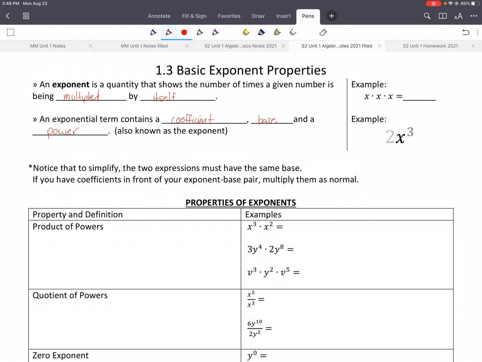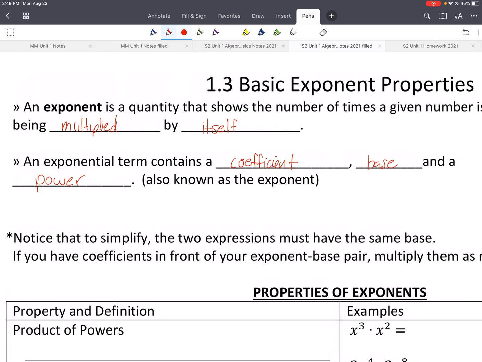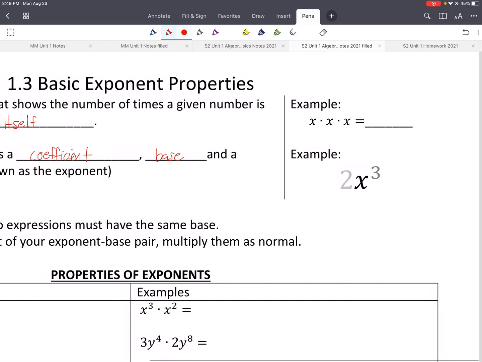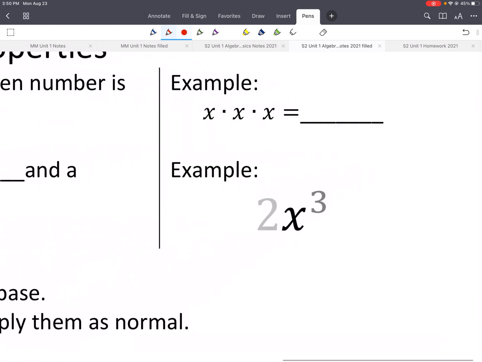All right, welcome everybody. This is 1.3 Basic Exponent Properties. Okay, so an exponent is a quantity that shows the number of times a given number is being multiplied by itself. So for example, if we had x times x times x, well that's the same as x to the third. So that's telling us that we are going to multiply x by itself 3 times.